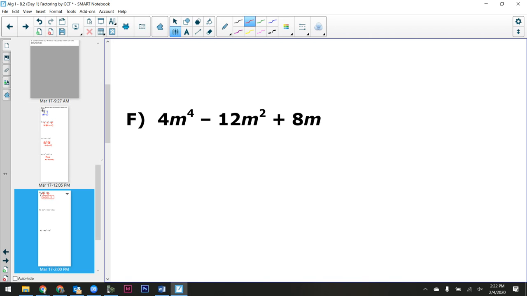What's my GCF here? 4m. 4m. Leaving us with, well, what's 4m to the 4th divided by 4m? M to the 3rd. Minus what? 3m plus what? 2.